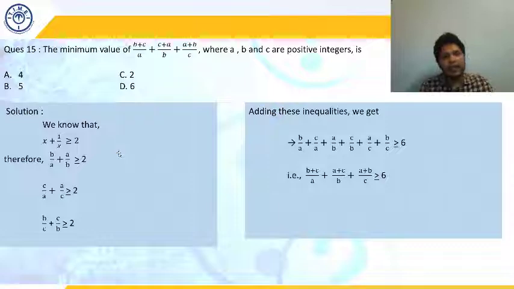For a we can take LCM as a, for b we can take LCM as b, for c we can take LCM as c. So it will become b plus c upon a plus c upon b plus a plus b upon c, and this expression should be greater than or equal to 6.